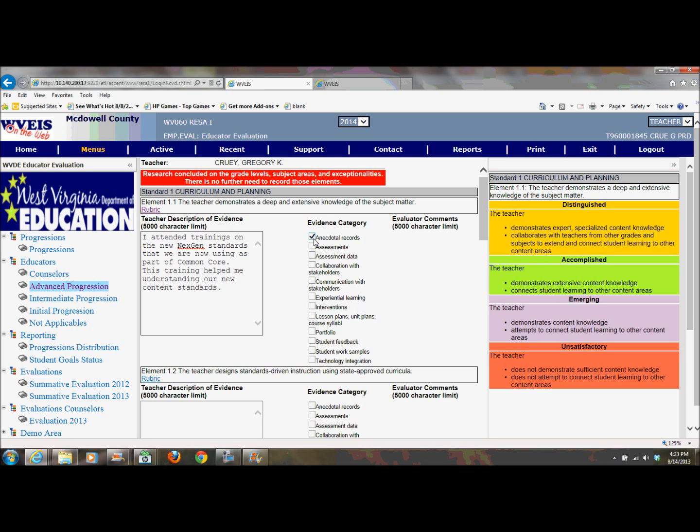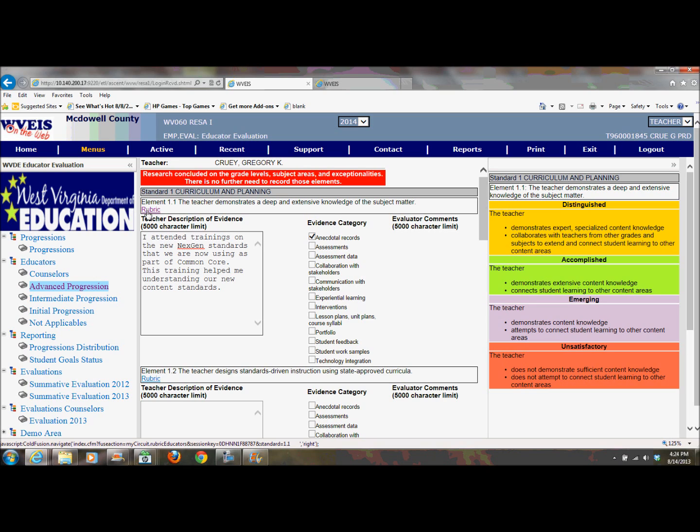One of the questions that gets asked most often is, do we really enter evidence into Weavis Wow as part of this evaluation process? And the answer to that is no. You just create a record showing that evidence exists. You note that you have evidence that you could bring to a conference. You describe that evidence. So I've written here, this is the standard on curriculum and planning. Element 1.1, the teacher demonstrates a deep and extensive knowledge of the subject matter.